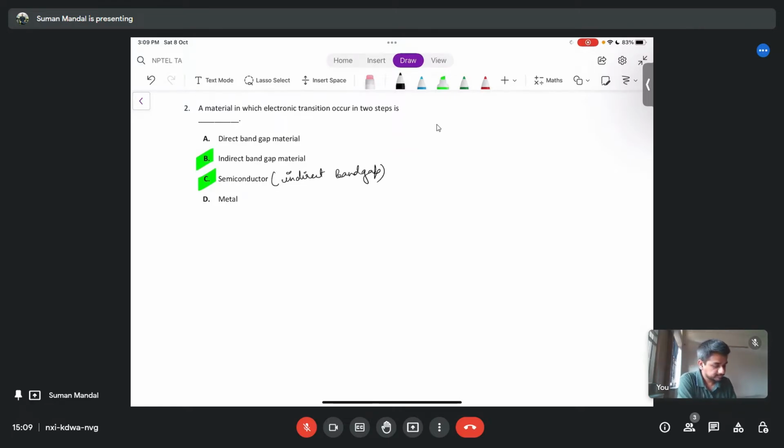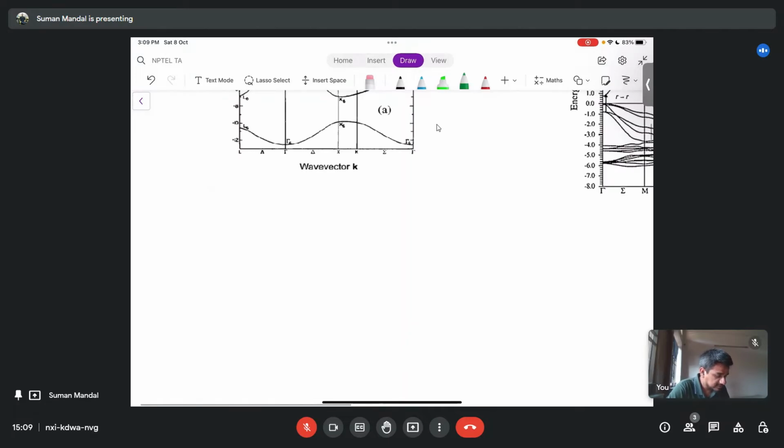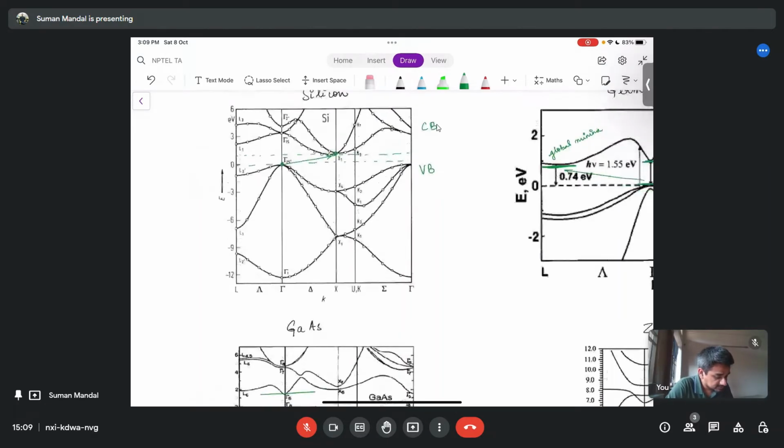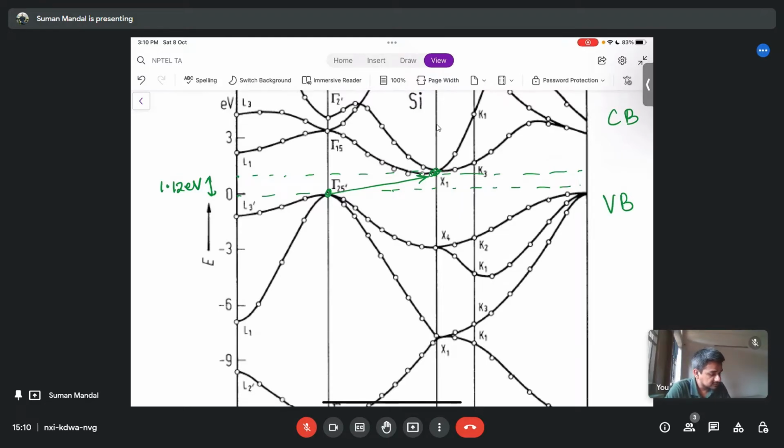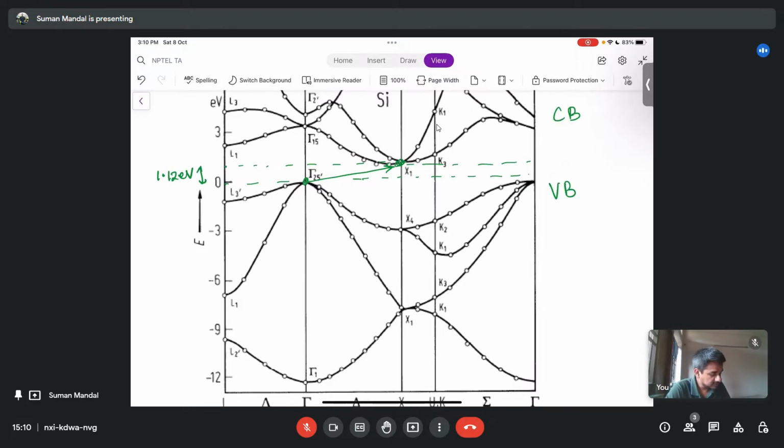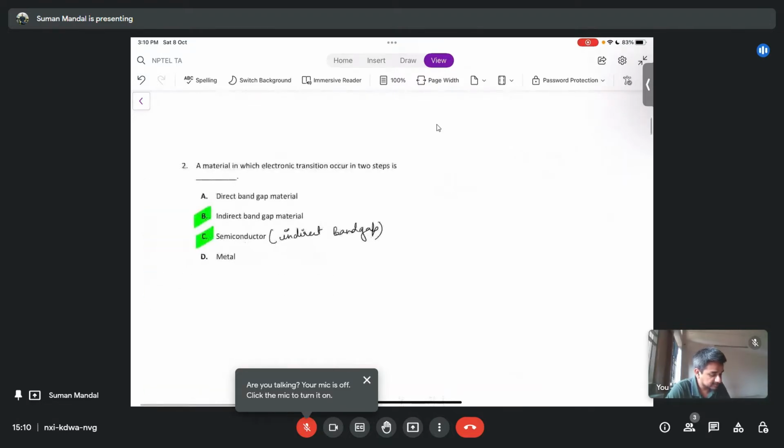It's a factual question. We'll try to solve it. We saw the example of silicon here. In the case of silicon, it is known that this gap is 1.12 eV, and I also would have seen in literature the diagram of silicon.